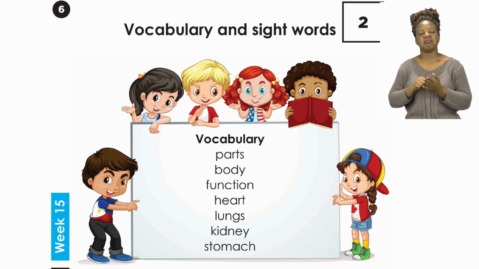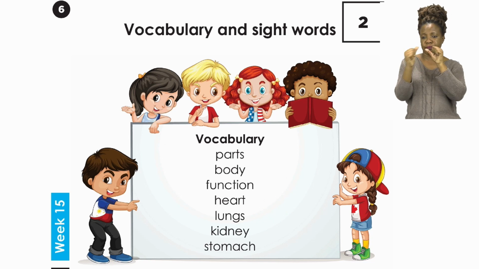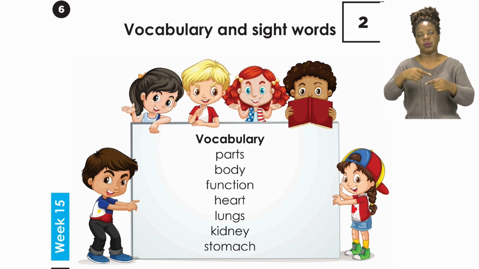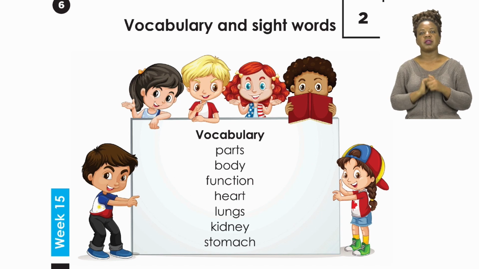And last but not least, we have the stomach. Now the stomach is where all the delicious food goes to. So if we eat something now, all the food will be processed in the stomach. It stores food and then it processes the food so that it can go to the right parts of the body. So these are our vocabulary words. And as we are doing this topic, boys and girls, I want you to please practice using them.